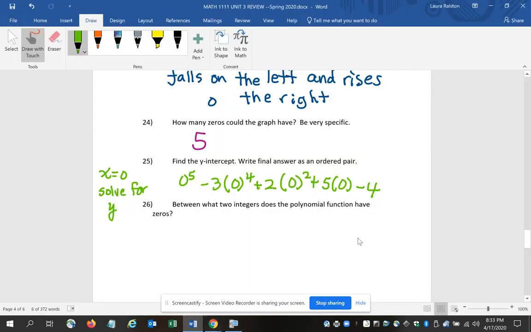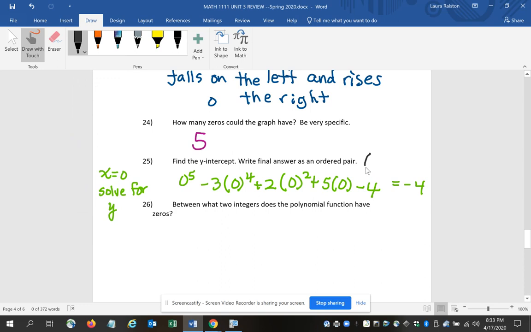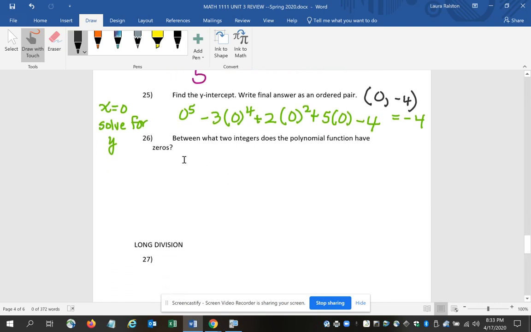Now again, I hope that one's reasonably obvious, but if not, guys, please don't make a mistake because you don't want to pull out the calculator. Written as an ordered pair, your y-intercept would be 0, -4.